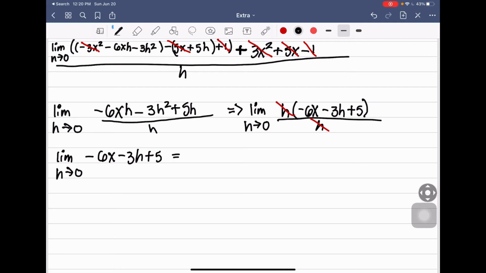Our last thing to do for this first part of the problem before we sub in our point is to substitute in that h that goes to 0. We finally get to do that. So this is whenever we can properly drop the limit, and we have negative 6x minus 3 times 0 plus 5, which is simply negative 6x plus 5.